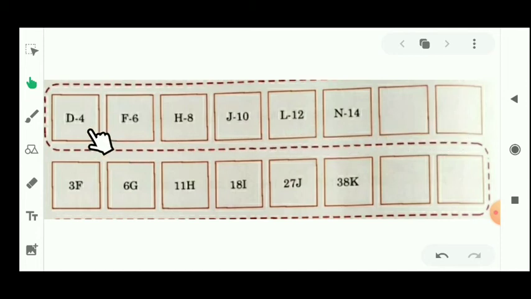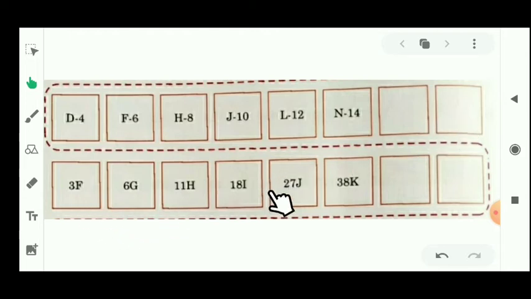Let's see the digits. 4, 4 plus 2, that means 6, 6 plus 2, that means 8, 8 plus 2, 10, 10 plus 2, 12, 12 plus 2, 14, then next number will be 14 plus 2, 16, and next number will be 16 plus 2, that means 18. So here will be the P16 and then R18.